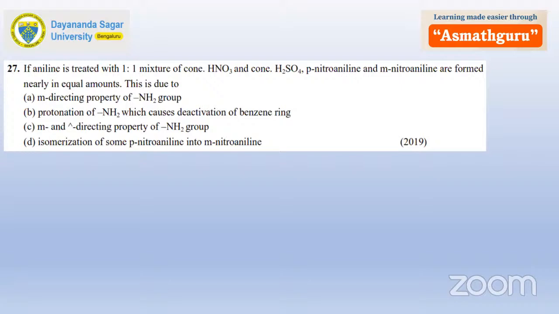If aniline is treated with a 1:1 mixture of concentrated HNO3 and concentrated sulfuric acid, para-nitroaniline and meta-nitroaniline are formed in nearly equal amounts. This is due to... I already told you this. If you take aniline, NH2 is the activating group. So if you do nitration, what is nitration? Addition of NO2 plus. You get only ortho and para. But he says meta is also obtained.